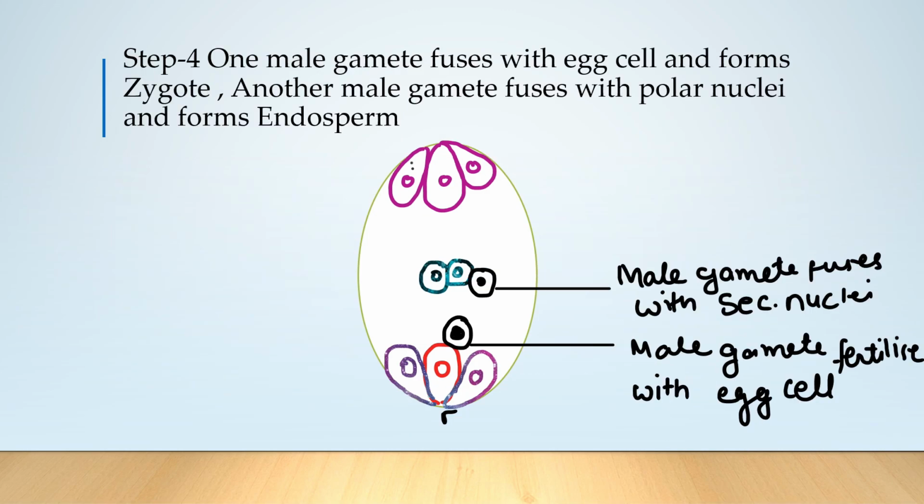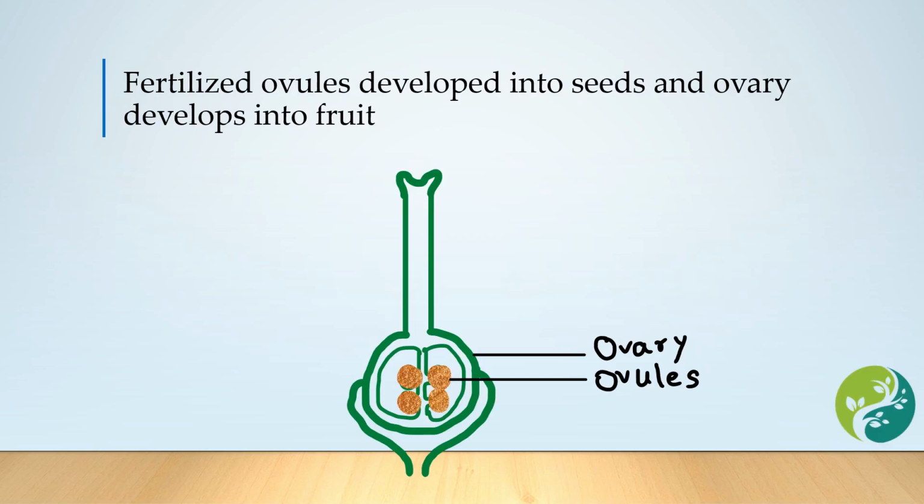The pollen tube releases two male gametes towards the embryo sac, in which one male gamete fuses with the secondary nuclei and the other male gamete fuses with the egg cell. The one which fuses with the secondary nuclei makes endosperm, and the other male gamete which fuses with the egg cell makes the zygote. Zygote is a product of fertilization. Once fertilization takes place, the fertilized ovule develops into seed and the ovary develops into fruit.